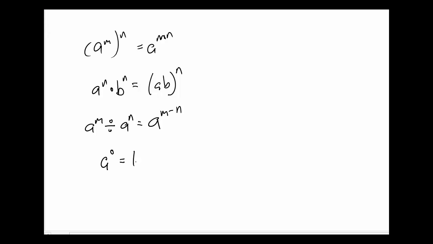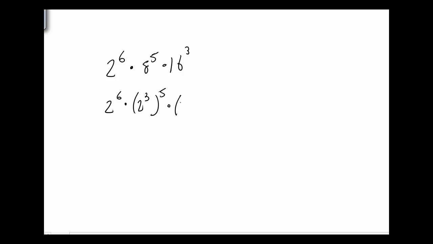Then let's take a moment and practice these. So let me get some space that I can write on. Let's take something like 2 to the 6th times 8 to the 5th times 16 cubed. Your first thought is, what does that have to do with anything? This is no common base. However, I can rewrite 8 and 16 in terms of 2. So that's 2 to the 6th times, well, 8 would be 2 cubed, and 16 would be 2 to the 4th, cubed.